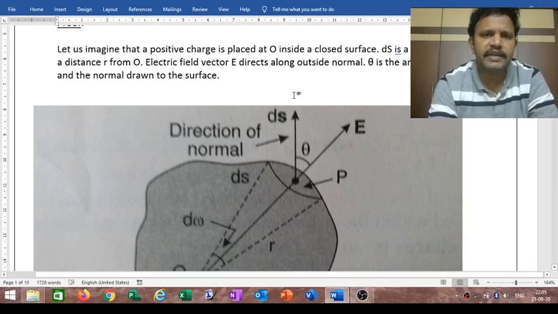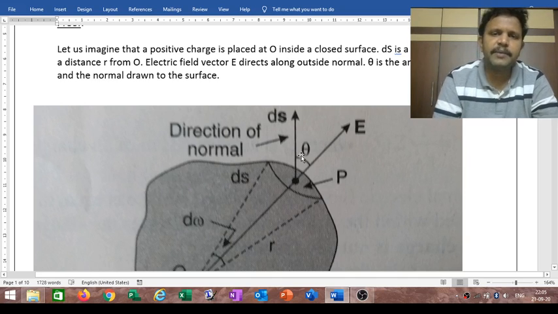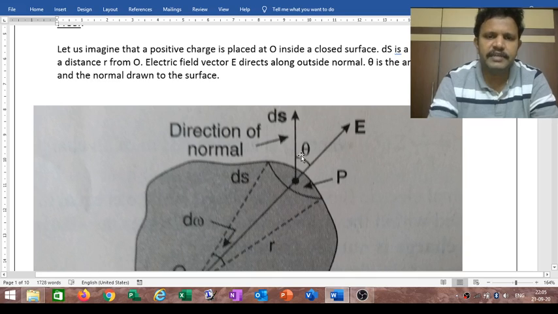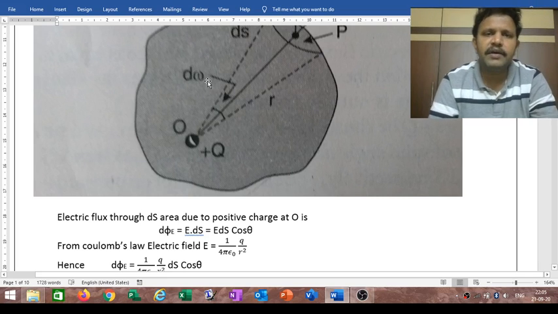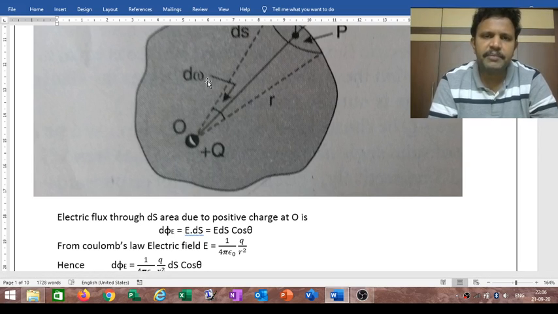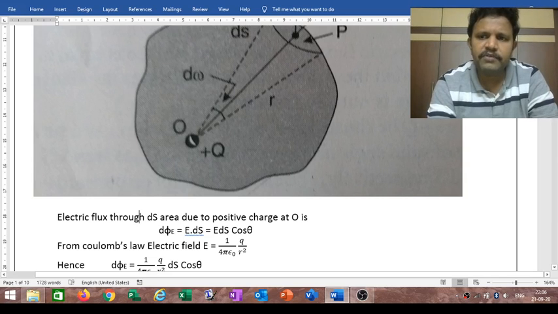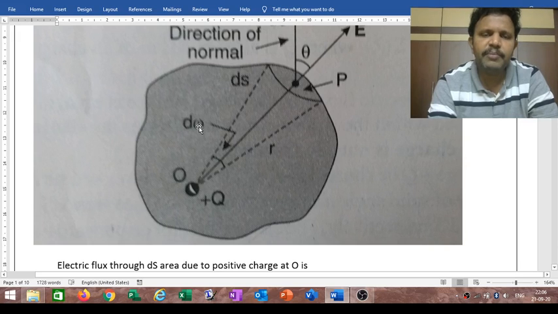That is the ds direction, and E is the direction of the electric field, and theta is the angle between ds and E. And also one more quantity, that is d omega, which is called the solid angle. Here solid angle means the angle subtended by the surface at a given point. In this case, d omega is the solid angle made by this ds area at O, because plus q is placed at O.